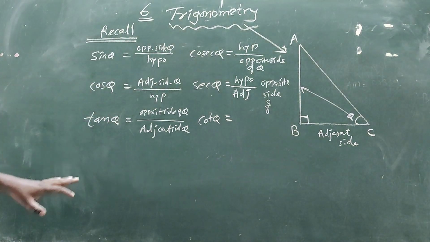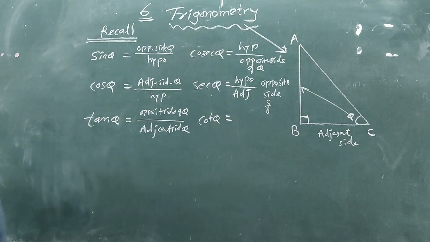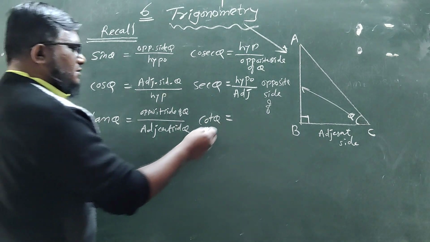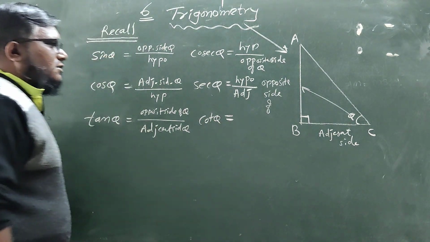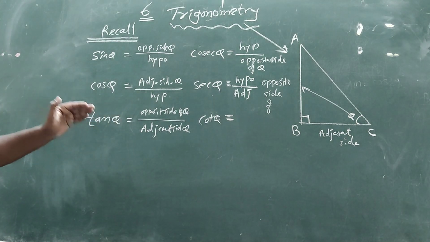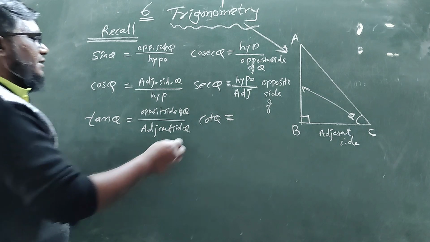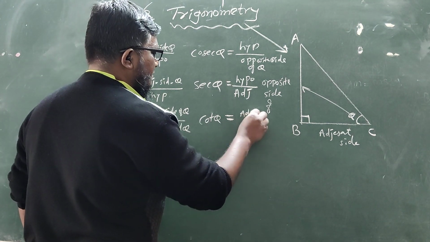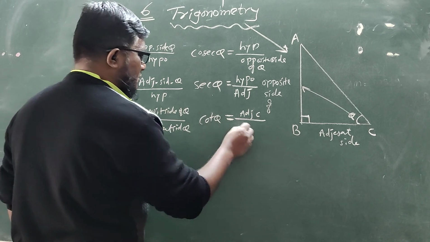Recall the things. I have written here, recall the things. Now, these formulas we have already learned in 9th standard. Just recall them to make ready for this topic. I have to explain some basic things in this video. Now, cot theta will be adjacent upon opposite side.